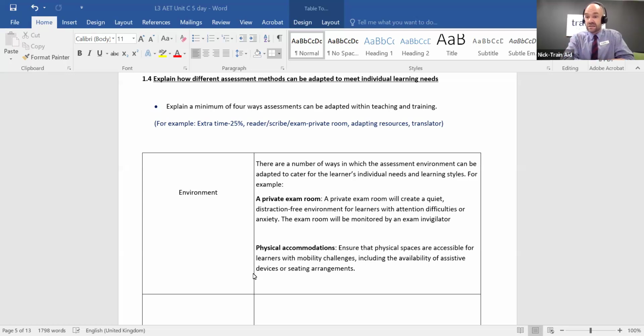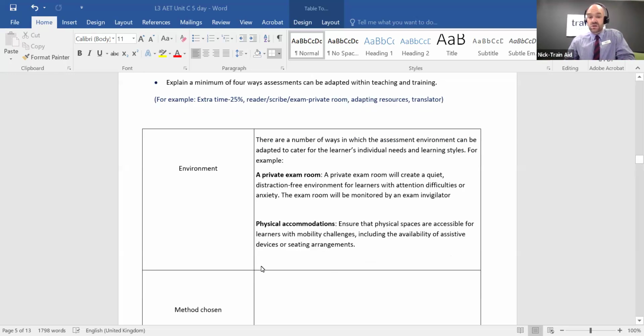Can they physically get to the exam room as well? So for each of these boxes, I would just say just a few lines, in your own words, about how you can make an adaptation. So for the environment, you may wish to describe a private exam room as well. So it's all about making a change there. So I'd say one example for each is enough.